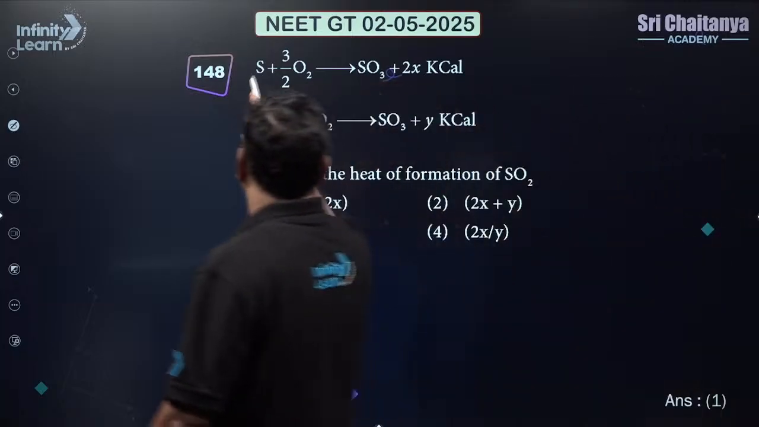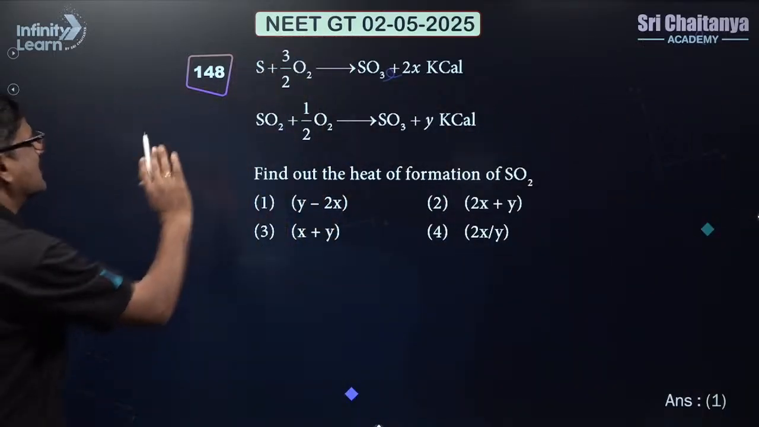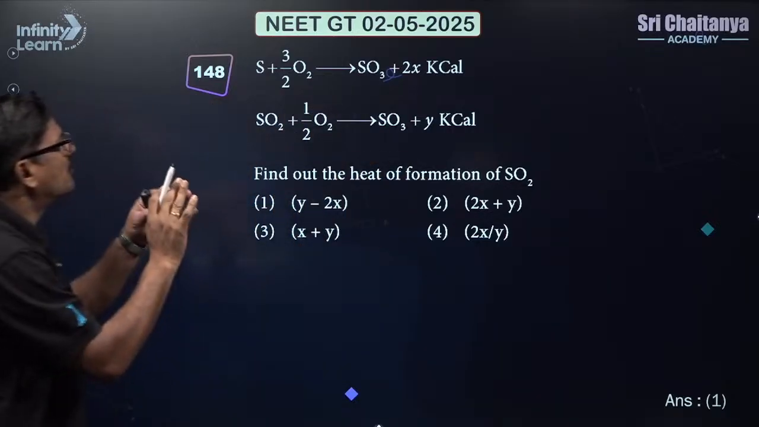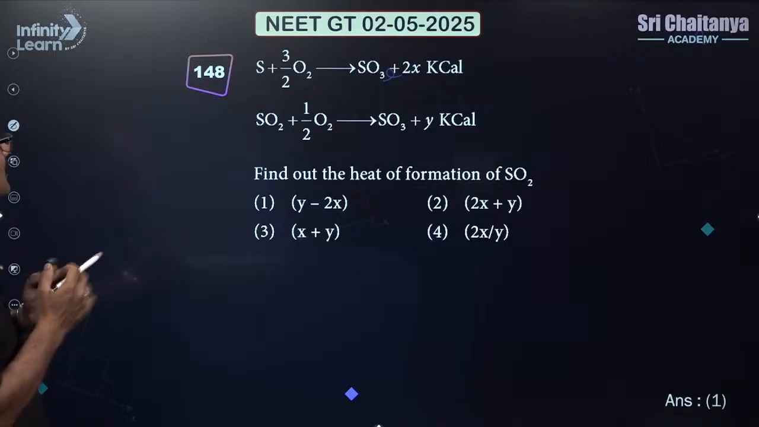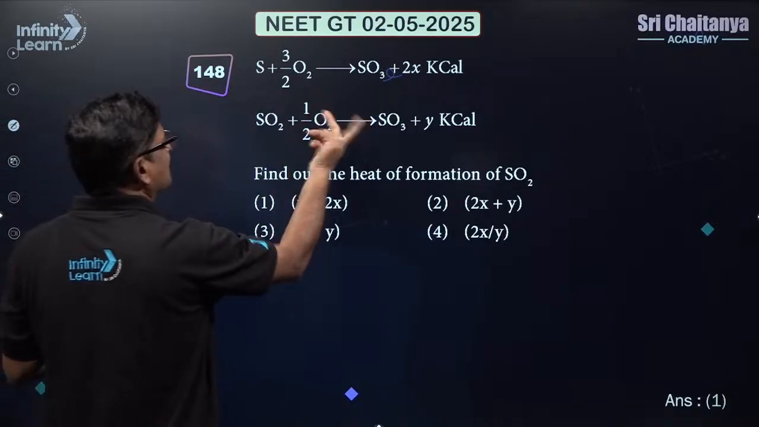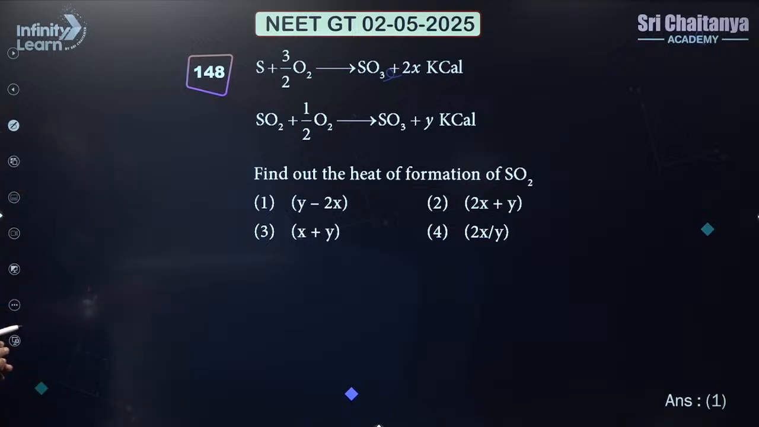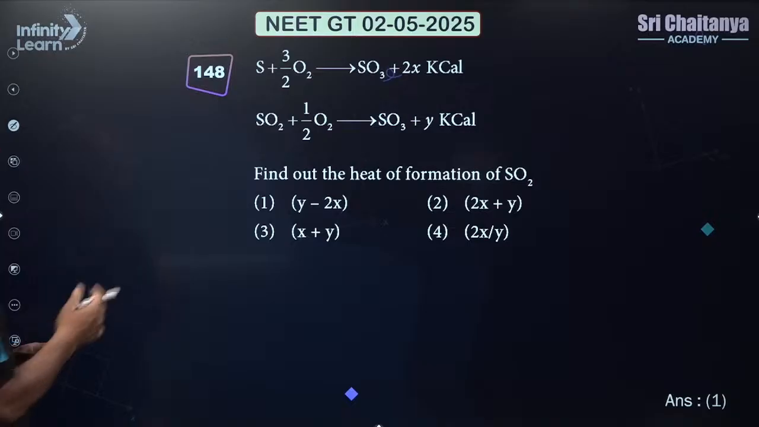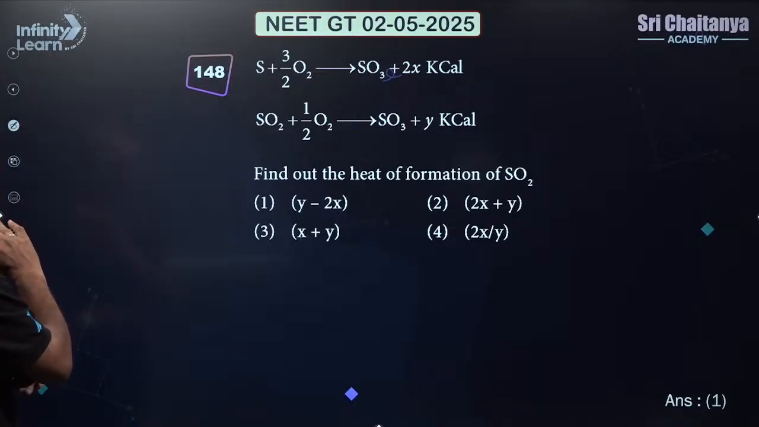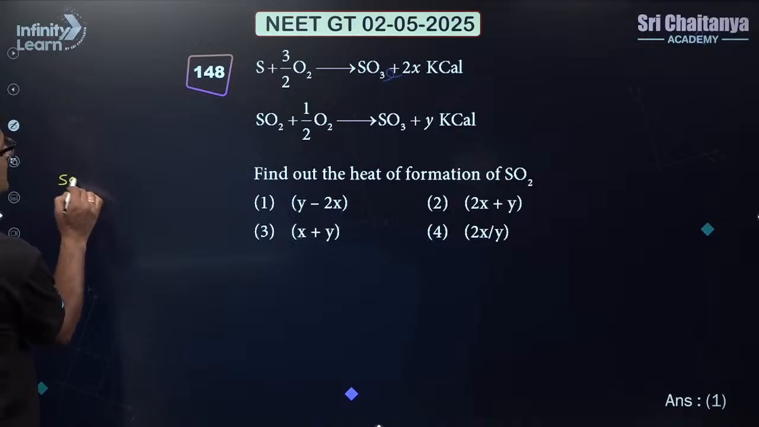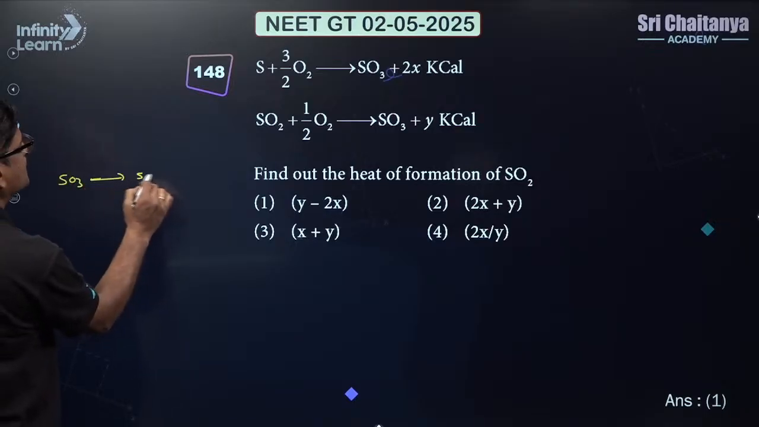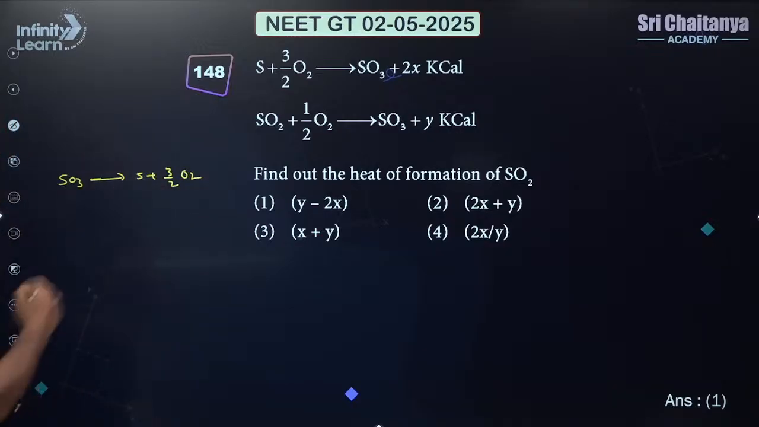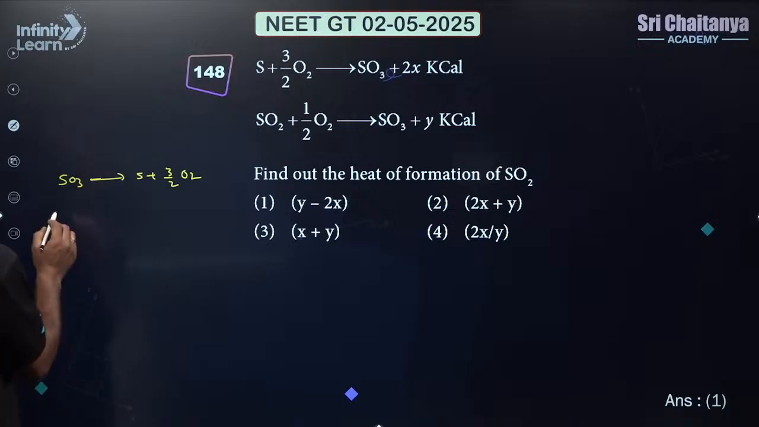Sulfur, oxygen gives us sulfur dioxide. Sulfur dioxide, oxygen gives us sulfur trioxide. Find the heat of formation of sulfur dioxide. To find the heat of formation of sulfur dioxide, I want to make this one reverse so that sulfur trioxide is going to be struck off. So I just want to say SO3 gives rise to S plus 3/2 O2. Okay, heat of formation, right? And it is reversed.